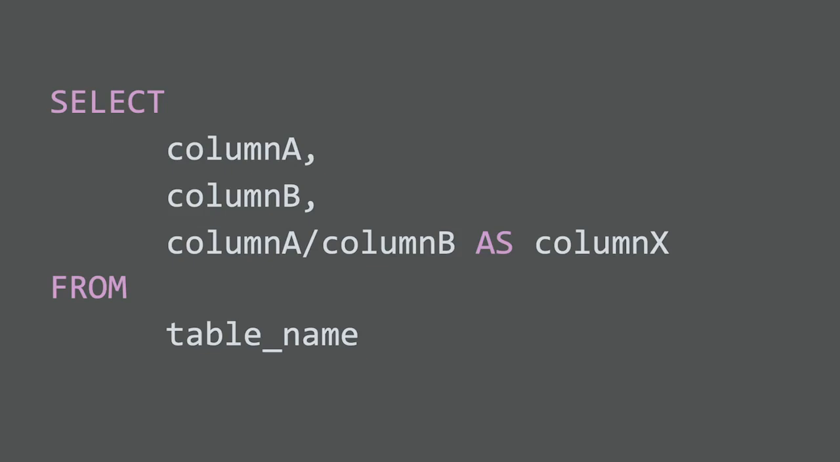We start with select and then the names of the columns we want to use in our calculations. Then we add in calculation details, including an operator like a / for division. Next, we type as, followed by the new column's name to label the column with the calculated values. Finally, we end our query with the from command and the name of the table that we're pulling data from.